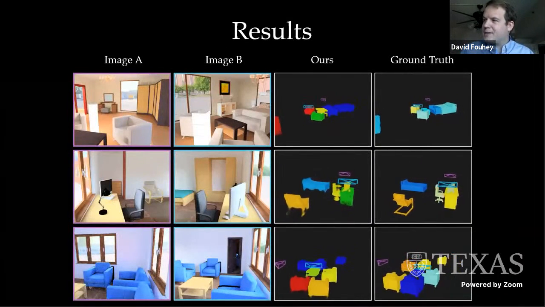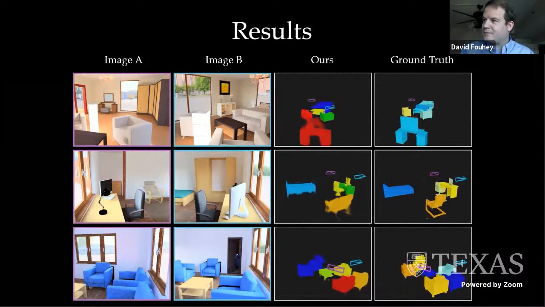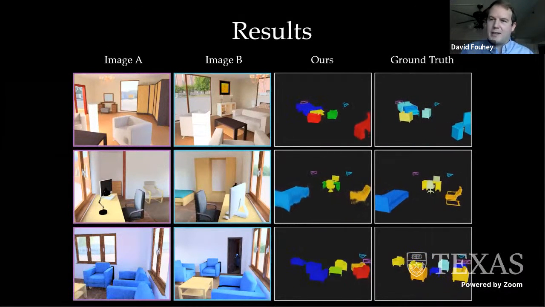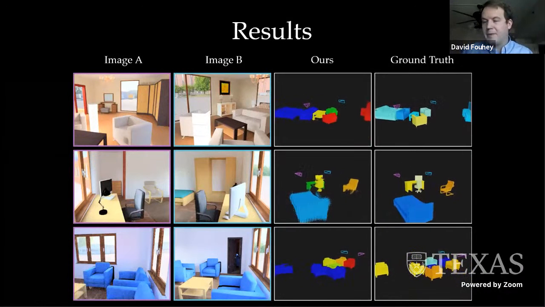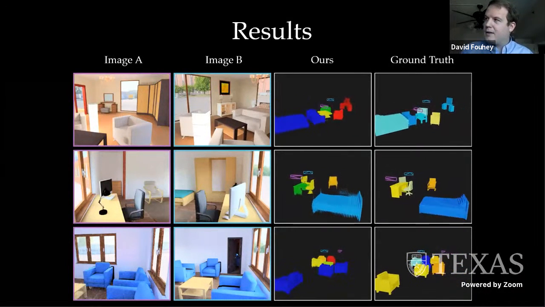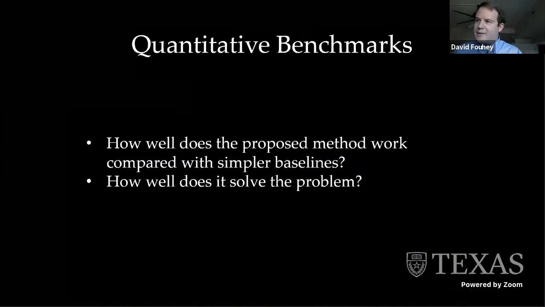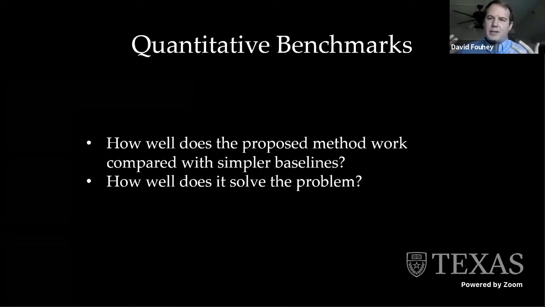So here are some more results. Here you can see it gets a general structure, and it also recovers these cameras, which is quite nice. Okay, so we have some quantitative numbers, and our questions are basically how well does it work compared to simpler stuff, and how well does it solve some of these individual problems. Because you can say, well, okay, you did this complicated optimization, this discrete optimization. Did you need to do that?